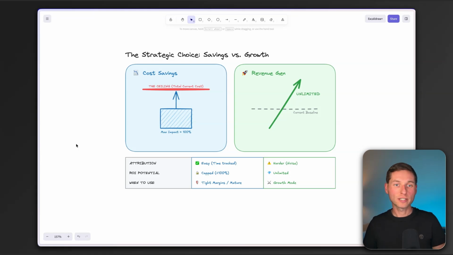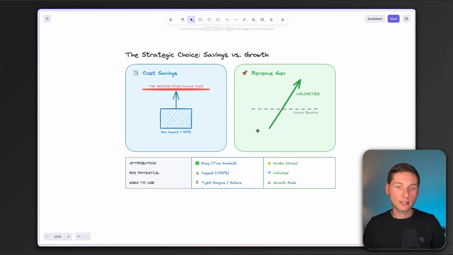And it's important to consider that the cost savings ROI has a kind of a ceiling. So you cannot eliminate more than 100% of the total cost of that particular process. With the revenue generation ROI, on the other hand, you have theoretically no limit. So you are creating new money that didn't exist before through these processes.